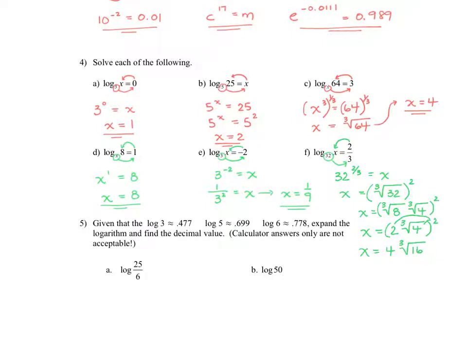And again, 16 is not a perfect cube, but it does have perfect cube factors. So we'll break it down into the cube root of 8 and the cube root of 2. And the cube root of 8 is 2, keeping the cube root of 2. Finally, we get x equals 8 times the cube root of 2.